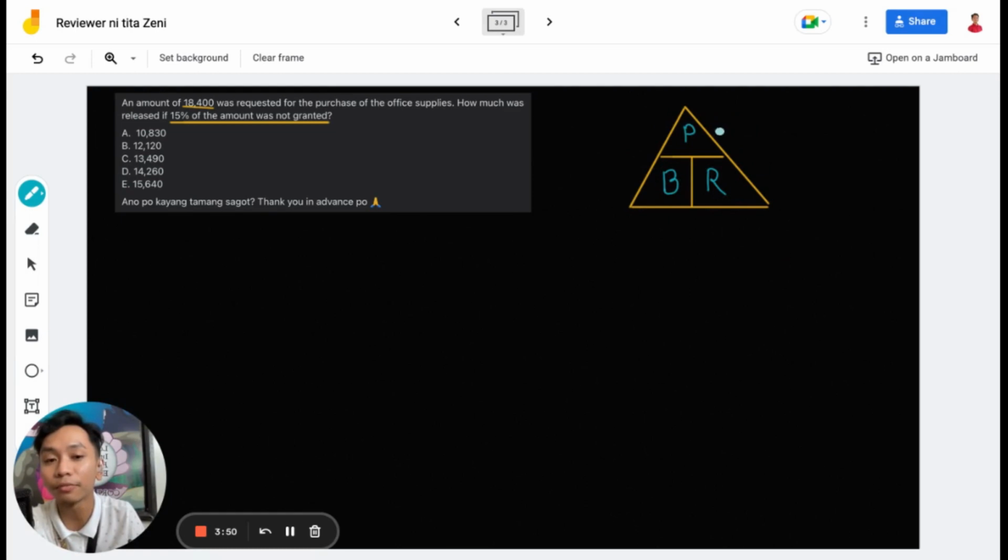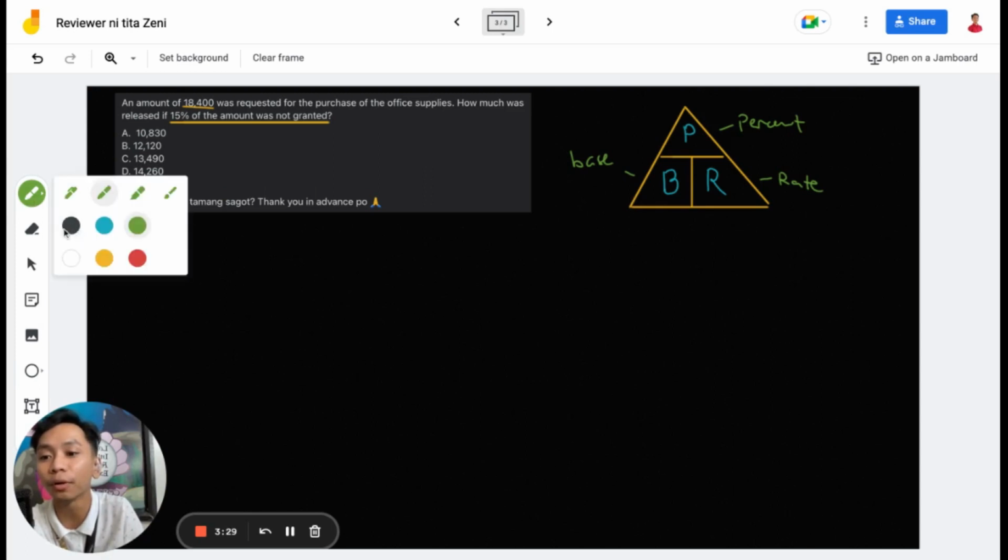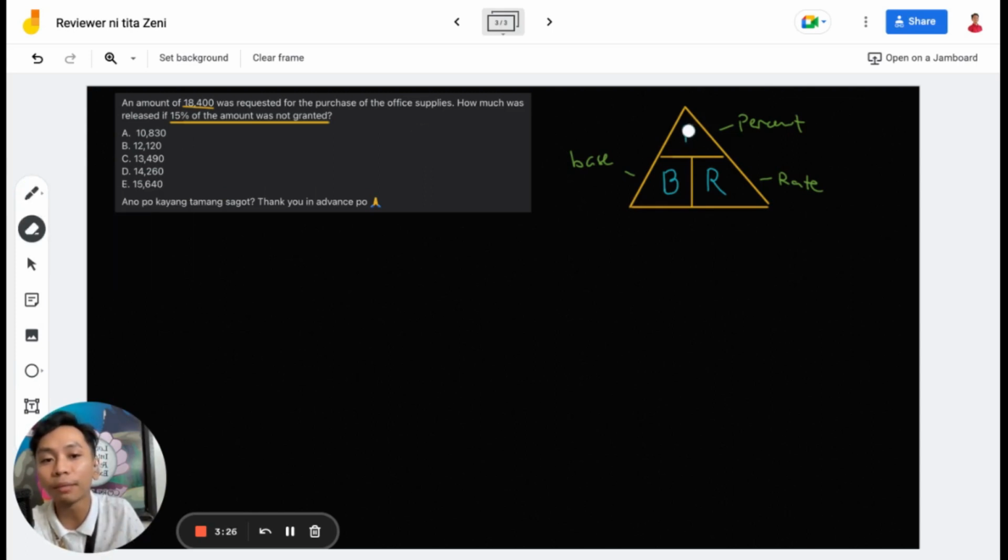Ito yung triangle na sinasabi kong best friend mo dyan. P yung nasa top, percent ibig sabihin. B yung nasa baba at saka R. B being the base, R being the rate. Now, ano yung strategy para makatulong tong matandaan mo yung formula kung anong dapat gawin? If you are looking for the percent, imagine na parang tatakpan mo ito. Anong natira? B and R placed side by side. Sa math, pag side by side ang quantities, they are implied to be multiplied. So to solve for the unknown percent, you need to multiply the given base and the given rate.